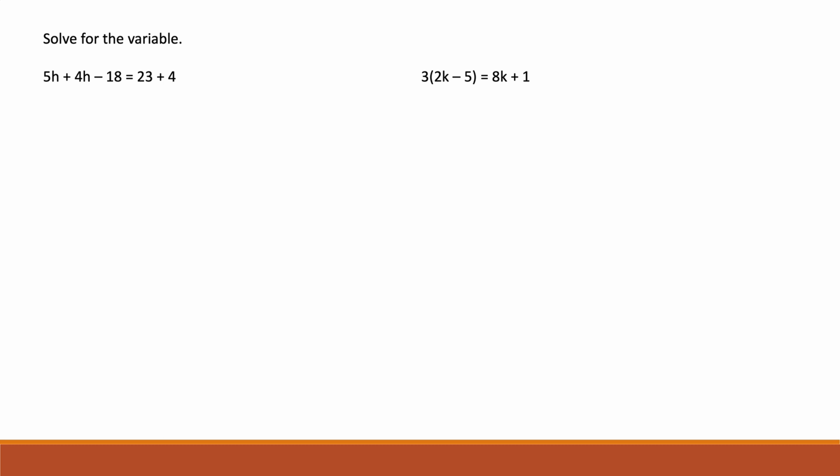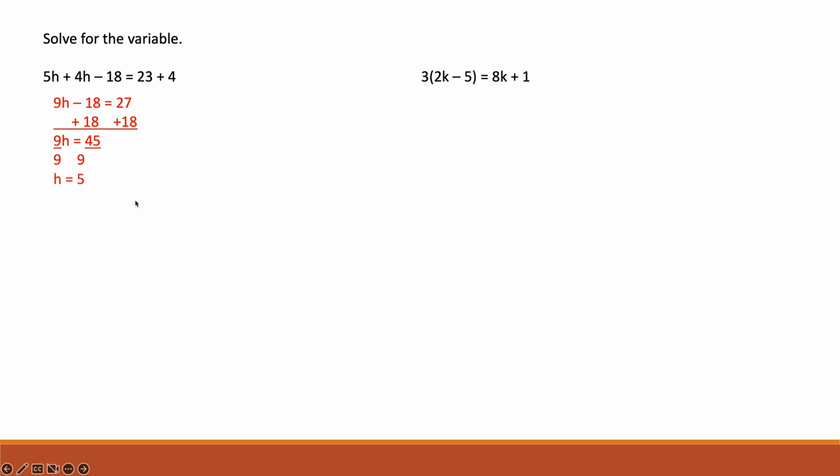Okay, so you should have been doing stop and start. Let's keep going. First, these are on the same side, so we do the same operation. What do I mean by these? I mean the h's and then 23 plus 4. So 5h plus 4h is 9h, minus 18 is equal to 23 plus 4 is 27. Add 18 to both sides. 9h is equal to 45. Dividing by 9, h is equal to 5.